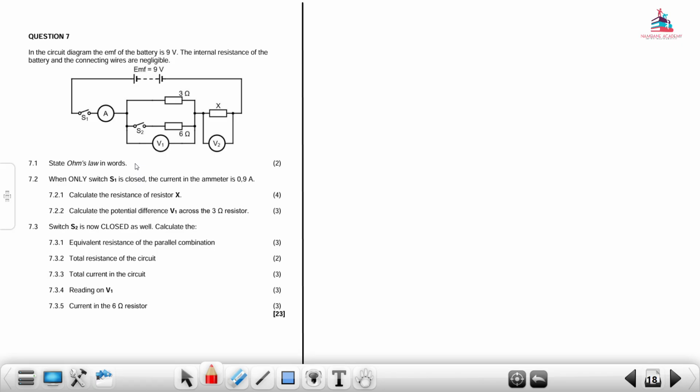Ohm's law, last question. Ohm's law, you must be able to determine or to give in words Ohm's law. And then I'm gonna move to these questions. When only switch S1, where's S1? Here it is closed. I'll just close it. The current in ammeter is 0.9A. Calculate the resistance of X. Remember, when this is closed, it's going to move like this.